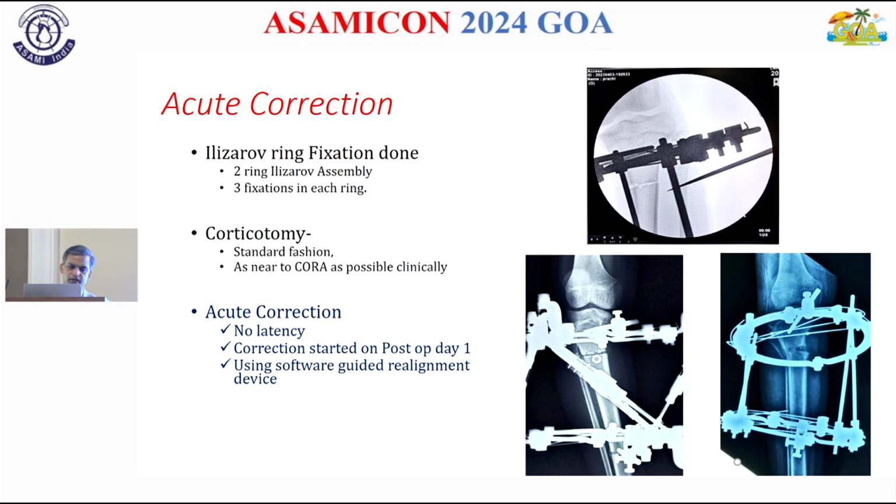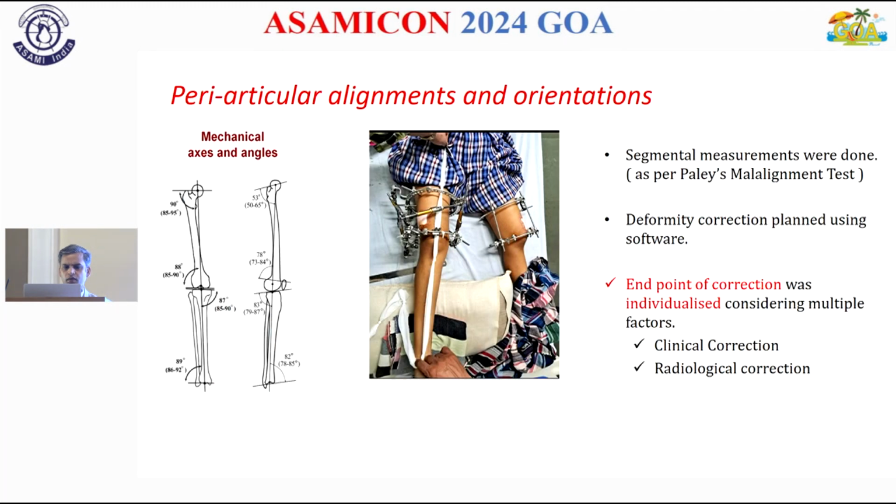Corticotomy was done in a standard fashion and planned as near to the CORA as possible clinically. Acute correction was defined as no latency or less than 24 hours. So realignment was started within 24 hours, even in the post-op period. Final correction was decided clinically as well as radiologically.